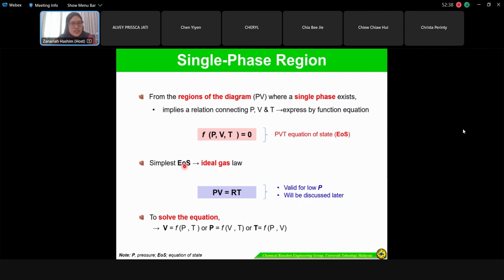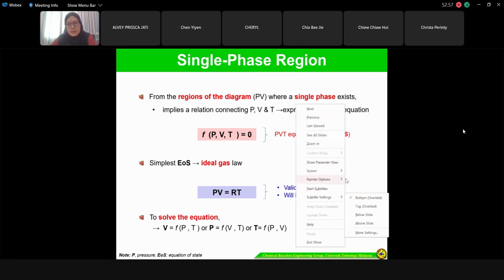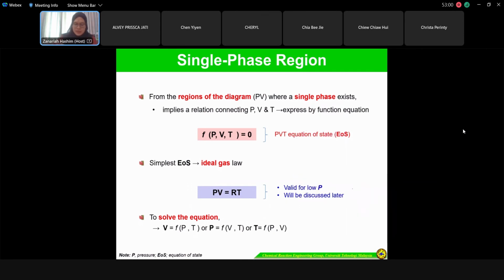And in short, we write EOS for equation of state. The simplest EOS is actually the ideal gas law. I think you have learned about ideal gas before this, probably in Form 5. So this is the equation for ideal gas. Maybe before this, you learned the equation as PV equals nRT, right?